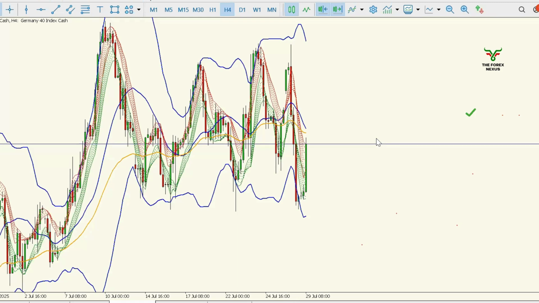What is RRM? Re-entry MLB. First time frame, we are also getting a re-entry. Second time frame, we are also getting a re-entry. Third time frame, we are also getting a re-entry.